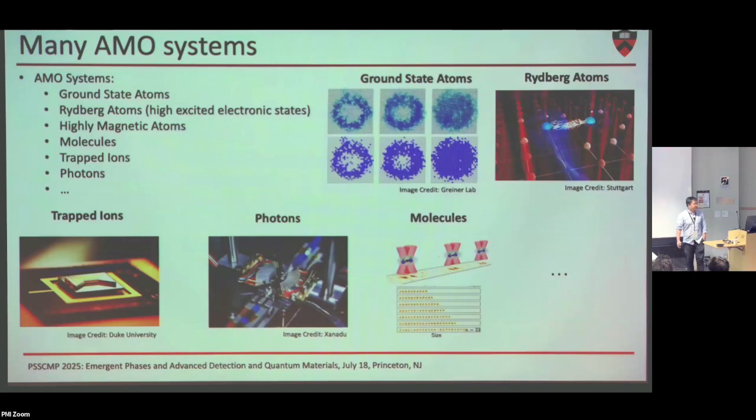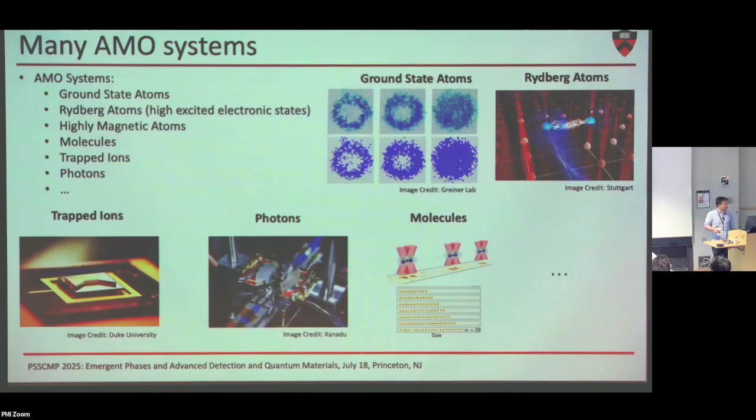Now, AMO as a field is quite broad, and in terms of experimental platforms, there are many. You can have atoms in their electronic ground states. You can have highly excited atoms in so-called Rydberg states. You can have specific atomic species that have very large magnetic moments. You can also have charged atoms in the form of trapped ions. You can have molecules made out of many atoms, and you can even use light and site-specific setups to mimic certain condensed matter models.